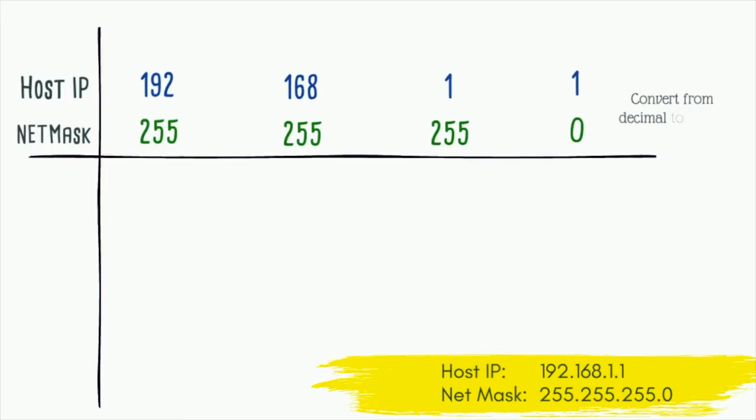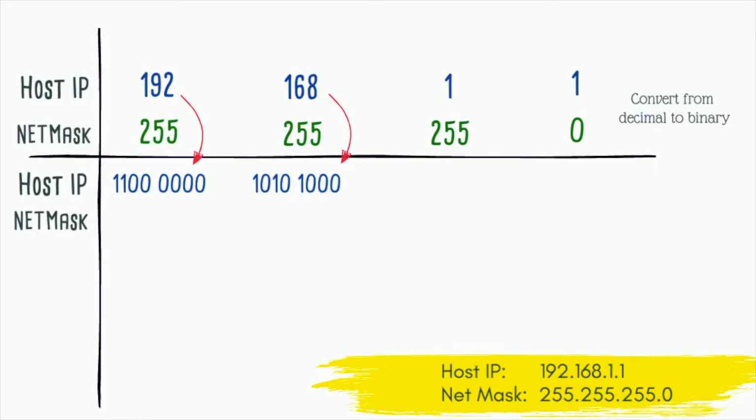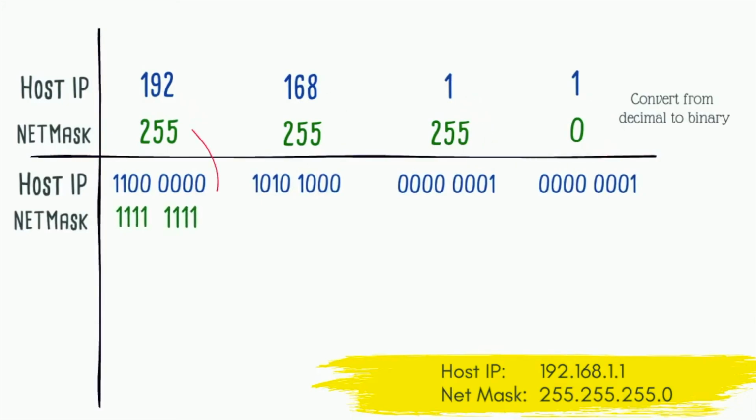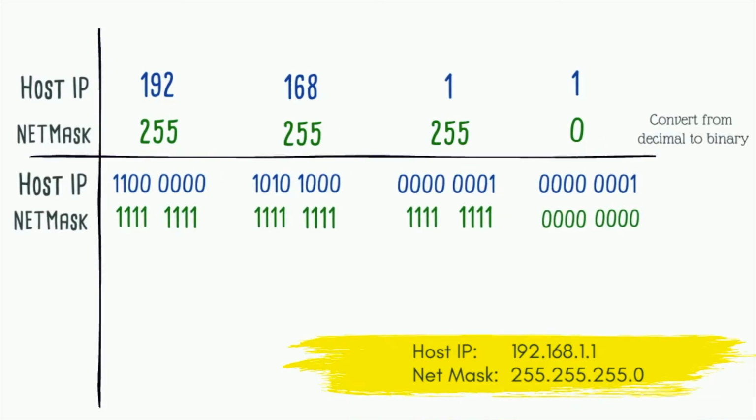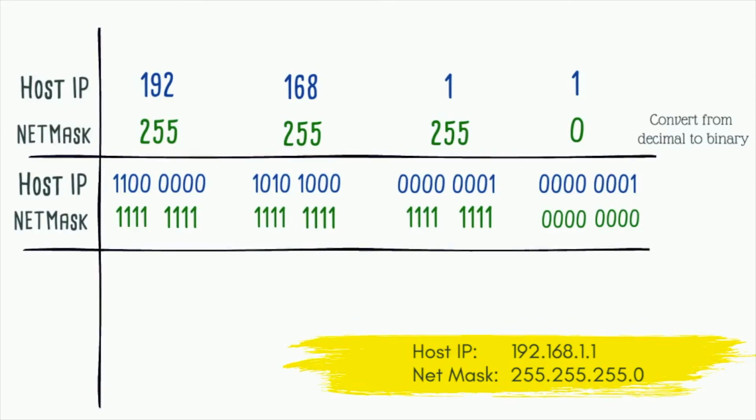Then, we need to convert this address from decimal to binary notation for the AND operation later. You can get binary values quickly using a scientific calculator, or using rapidtables.com. Remember that we need to convert both the host IP and also the subnet mask. Another quick tip: the value 255, in decimal, converts to 8 ones in binary, so you can skip the calculator for this one.